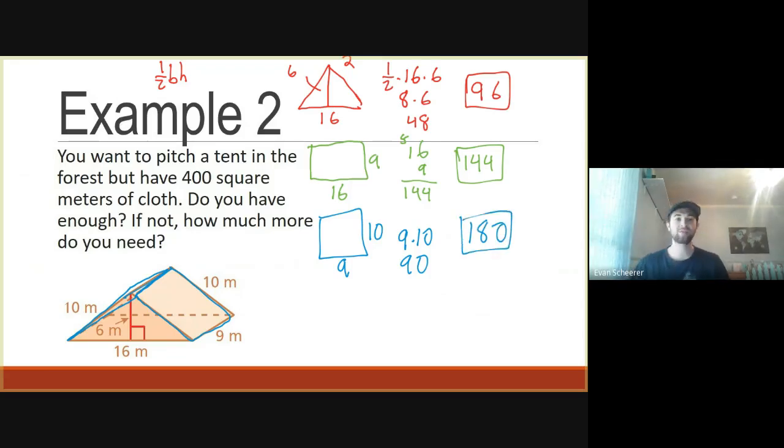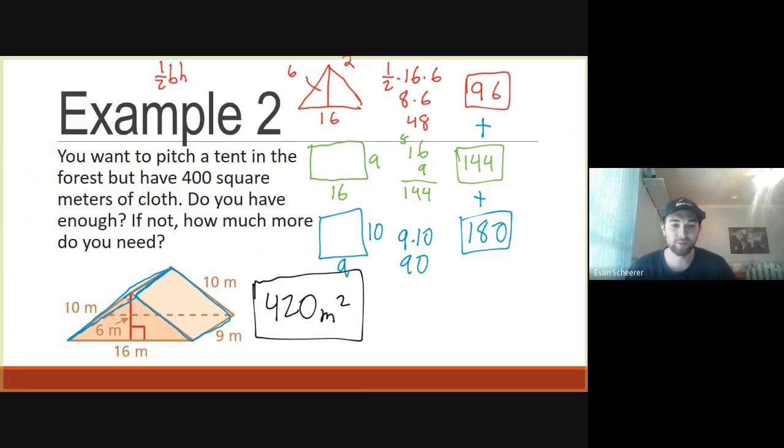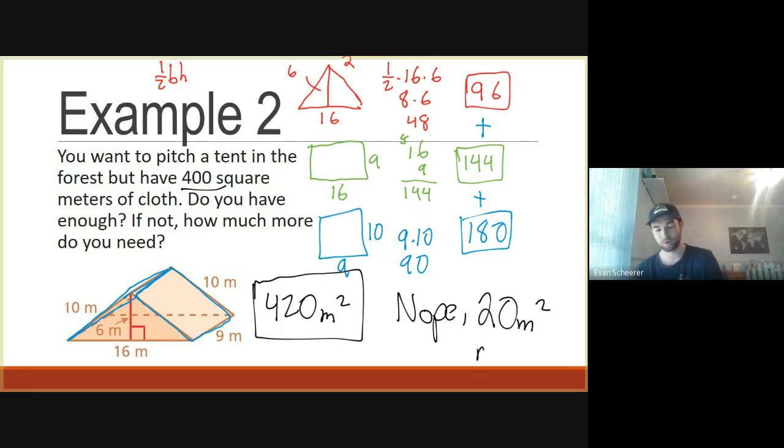So in order to find the total surface area, you need to add these three together. And if you add these three together, you get 420 meters squared, right? So if we get 420 meters squared, and it asks us, you want to pitch a tent, but you have 400 square meters. Do you have enough? Nope, you don't have enough. If not, how much more do you need? You need 20 meters squared more, right? Because we are 20 meters squared short.